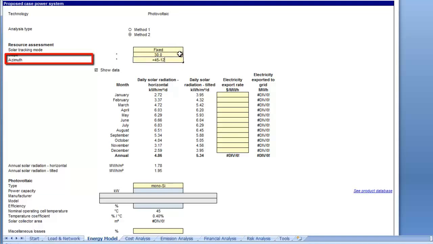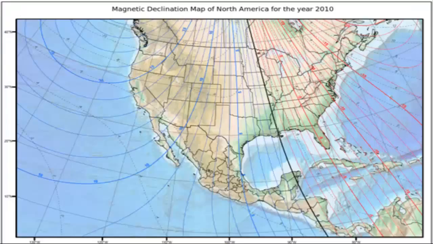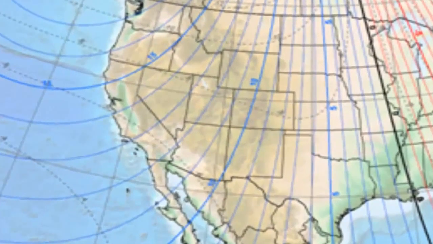Note that the azimuth must be entered with respect to true south and not magnetic south. Compasses point to magnetic south, and azimuth directions based on this measure must be adjusted for the magnetic declination. Looking at the magnetic declination map shown, we can identify that Southern California has a magnetic declination of about 12.5 degrees west. So if the compass indicated 45 degrees west, the azimuth entered in RETScreen would be the difference between the two, or 32.5 degrees west.